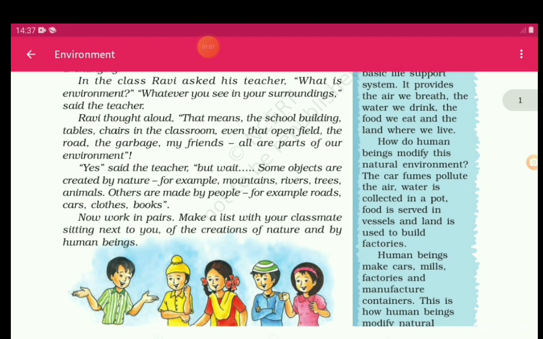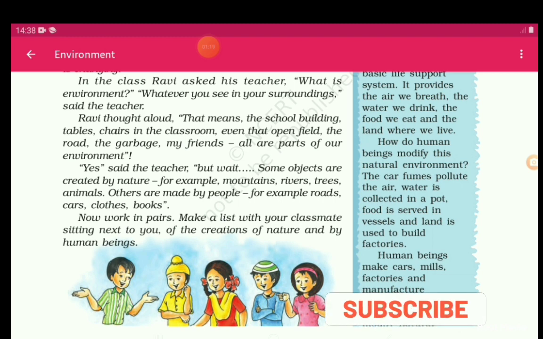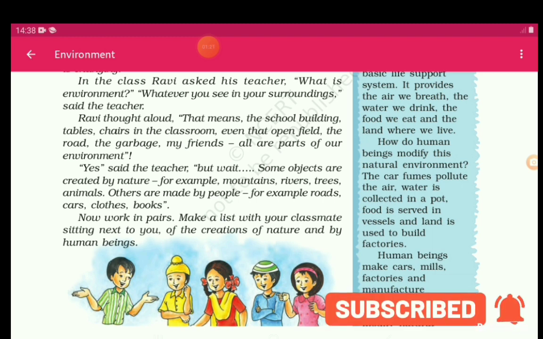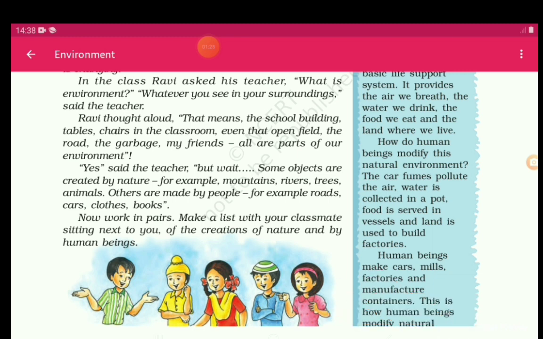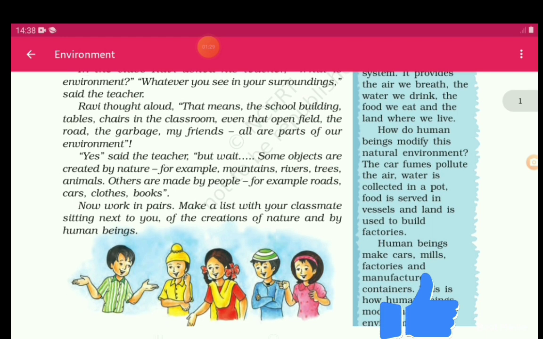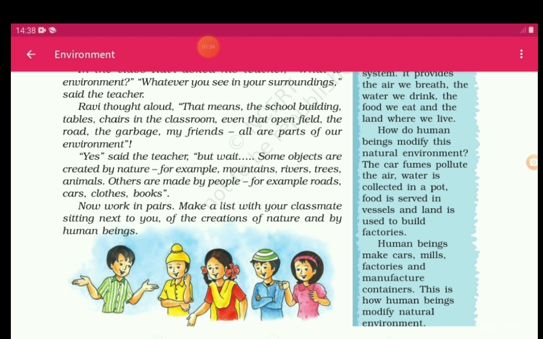In the class, Ravi asked his teacher, "What is environment?" "Whatever you see in your surroundings," said the teacher. Ravi thought aloud, "That means the school building, tables, chairs in the classroom, even that open field, the road, the garbage. My friends, all are parts of our environment."